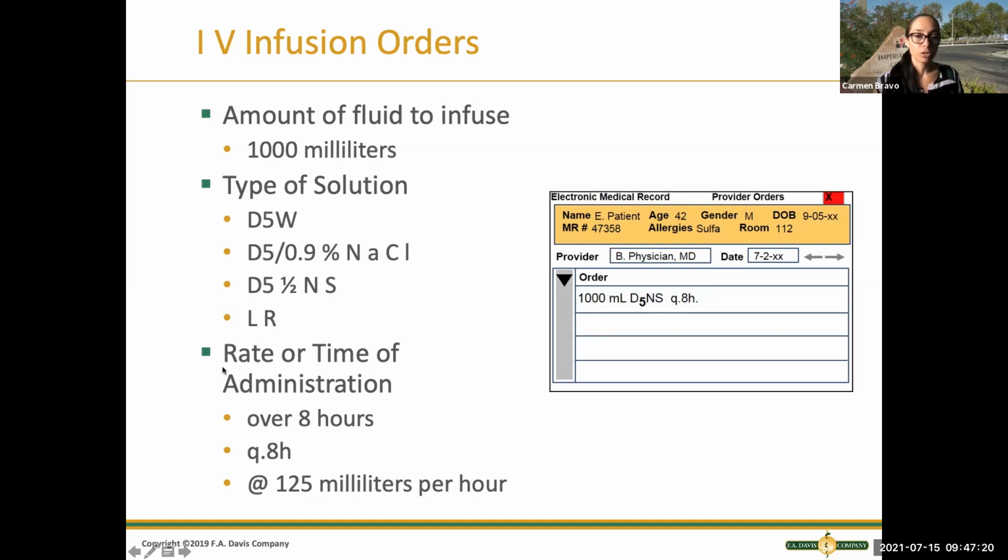And then here you see the rate of administration. The order said to give it over a period of 8 hours. So that's written here, and in medical terminology, Q8, 8 hours. And that's what that means. And then when we work it out, it's going to end up at 125 milliliters per hour. I think I have a problem here.